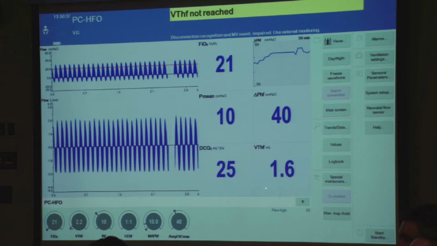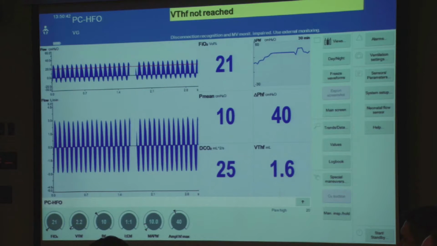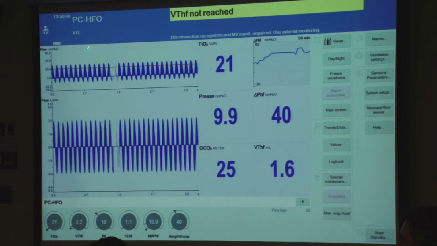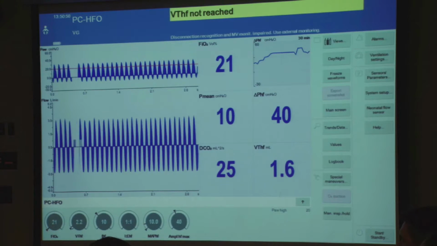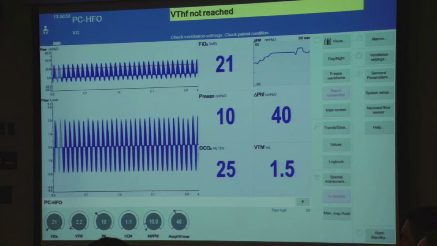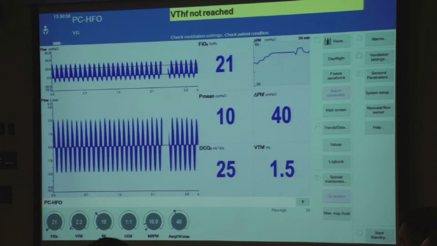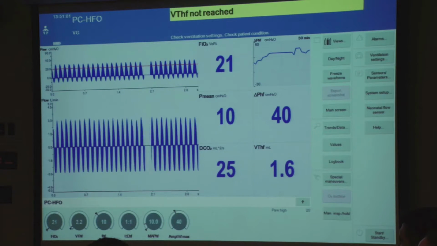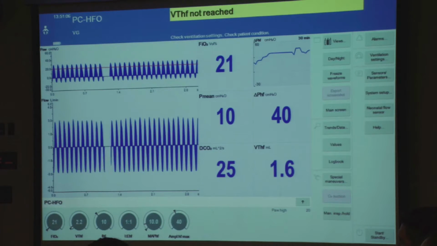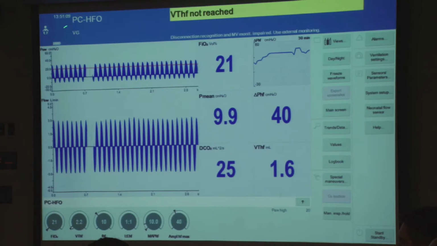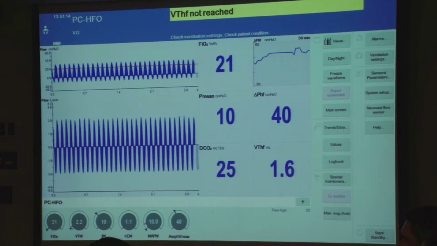Okay, so we're having 1.6, and one has to be careful, because you may not realize that you're on volume guarantee when you connect a baby. One of the problems of this ventilator is that if you switch it off, sometimes it remembers the last parameters, and then you connect a new baby. It's happened to us. Both the nurse and the doctor did not realize that the volume guarantee was on.